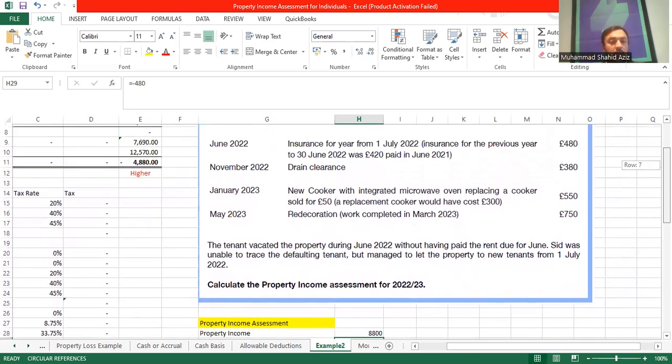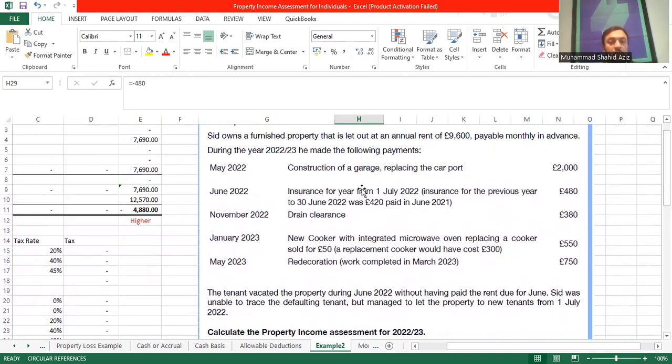Okay. The next one is insurance. Construction of a garage replacing the carport.